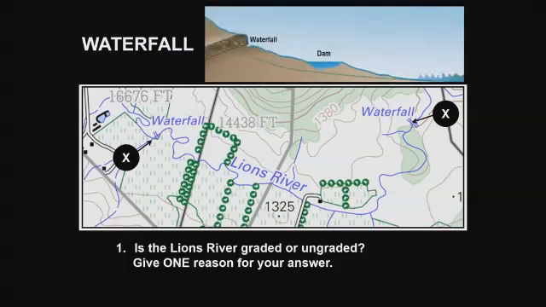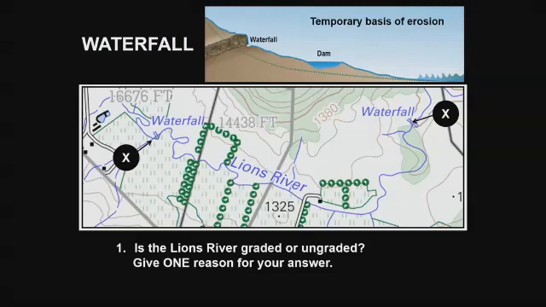Now, here we've got it, and it's very important that you must know that here we've got our temporary basis of erosion, waterfall, and your dam. If you see a waterfall and a dam, then that river is ungraded. Now, if they ask you if a river is ungraded, you must see, are there any temporary basis of erosion? Is there a waterfall, right? Is there a dam? Is there a lake?